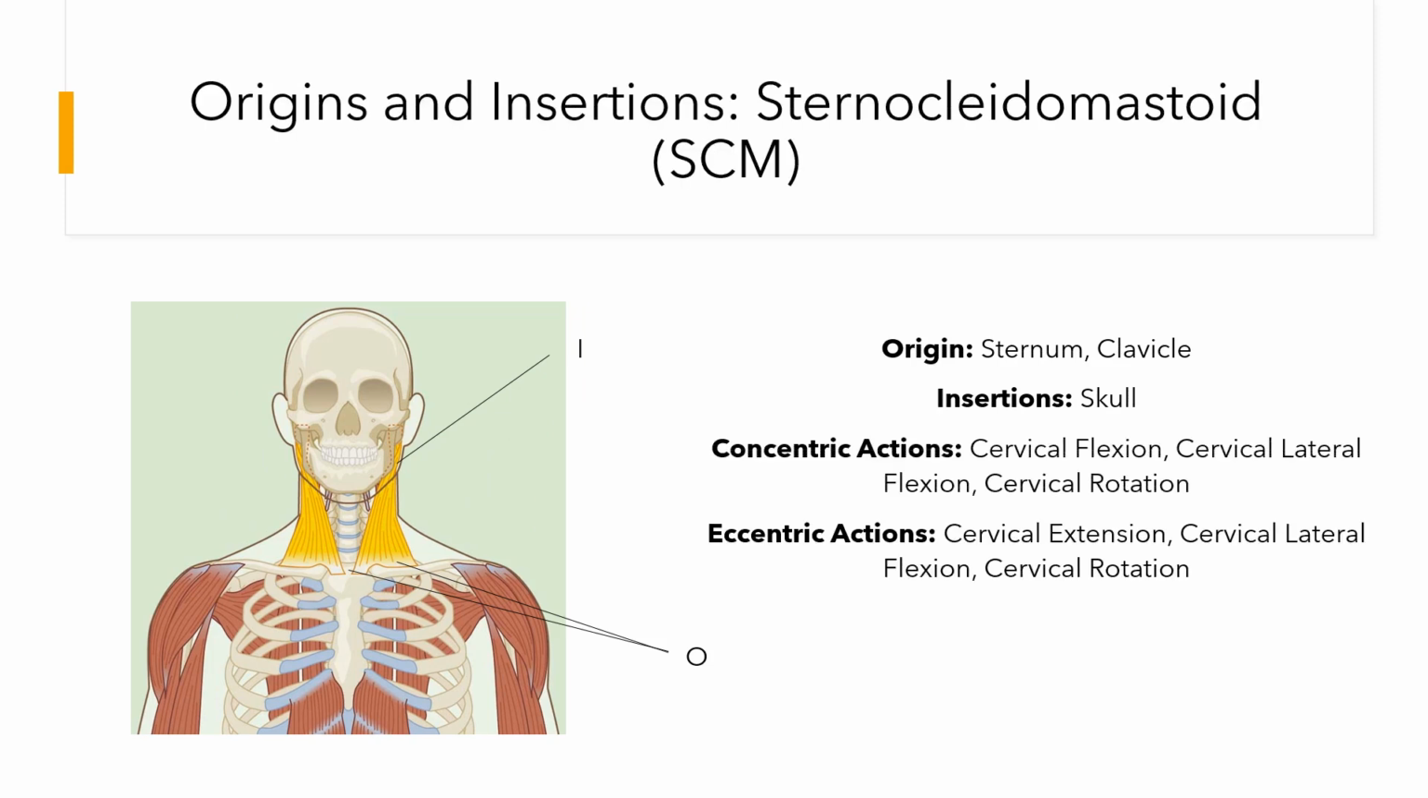Okay, then, just to finish off, a couple of neck muscles. So we've got the sternocleidomastoid, the SCM. Remember, it connects the sternum to the clavicle to the mastoid. The mastoid is like mastication, chewing, so it's going to be your jaw. Originates in the sternum and the clavicle, inserts into the skull. Concentrically, you're going to get flexion, lateral flexion, and cervical rotation. Eccentrically, you're going to get extension, lateral flexion, and cervical rotation the other way.